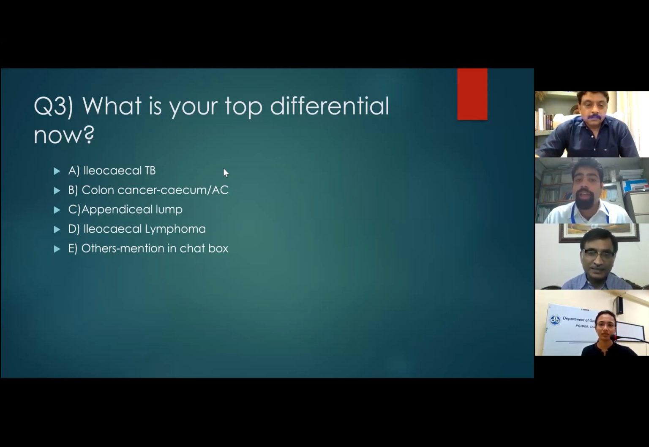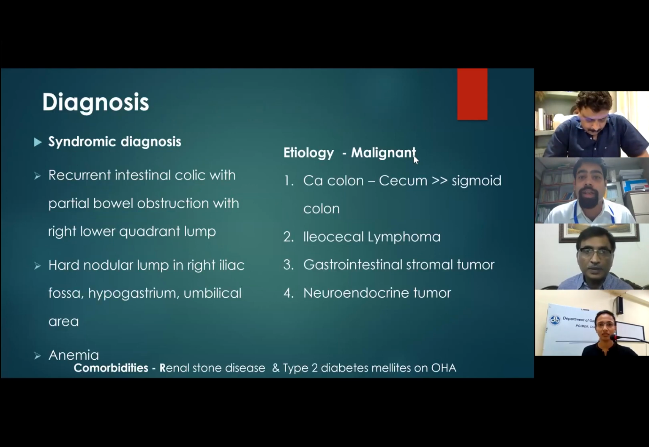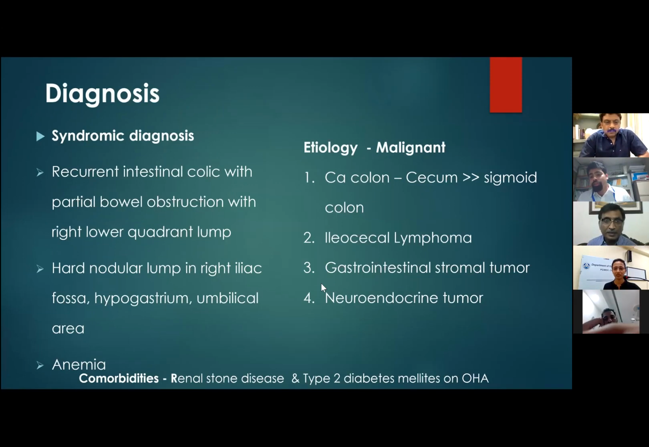Earlier, 60% were feeling it was ileocecal TB on history. Now the proportion has come down to just 20%. And there aren't many takers for appendiceal lump, ileocecal lymphoma, or other differentials. So very interesting to see how after the examination, there is a switch between ileocecal TB and CA colon. We'll come to the exact diagnosis as the results unfold. Let us see what the discussants have to say of the diagnosis.